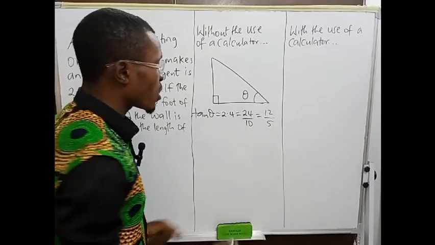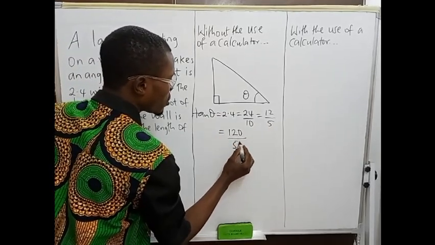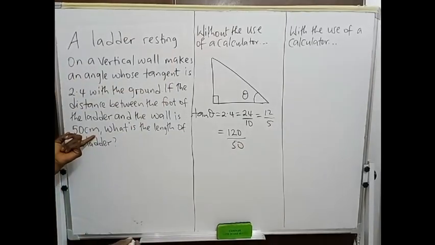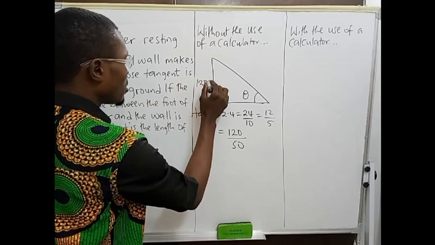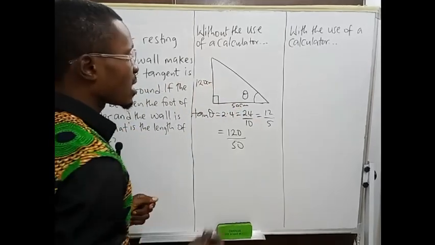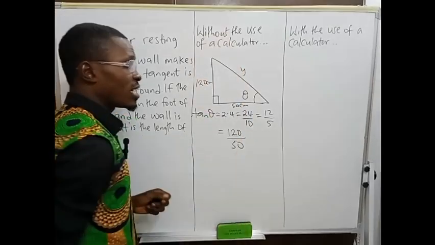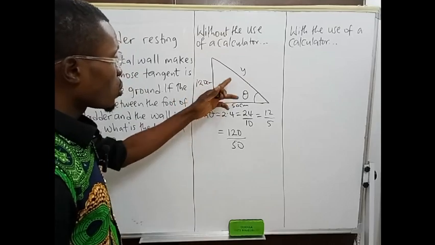So we get the equivalence of this fraction. We're going to have 120 over 50 to tally with what we have in the question. Alright, so here is going to be 120 centimeters and here 50 centimeters. And we're asked to find the length of the ladder. Let's make it y.